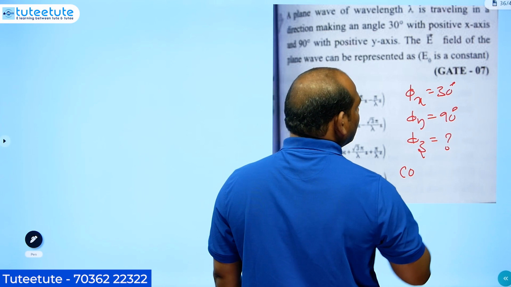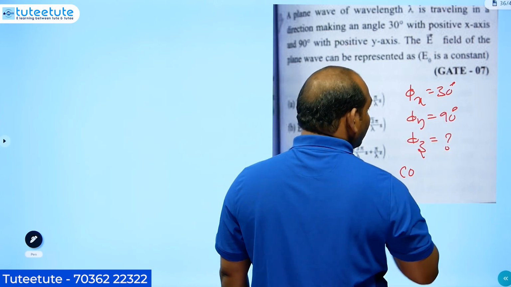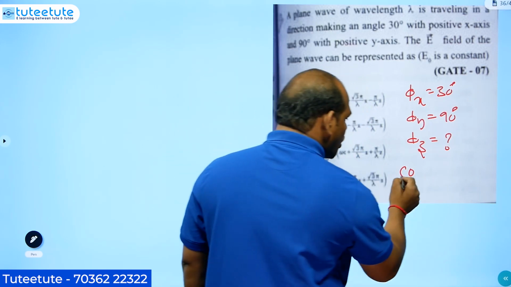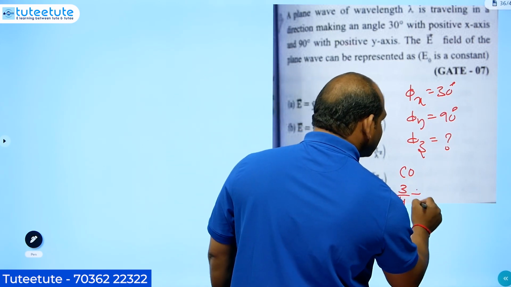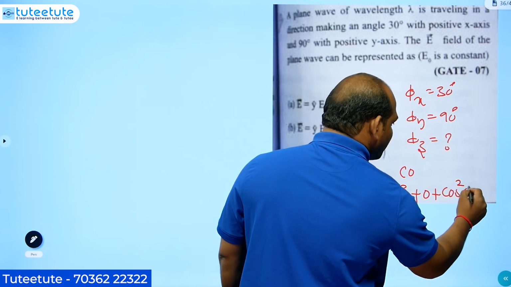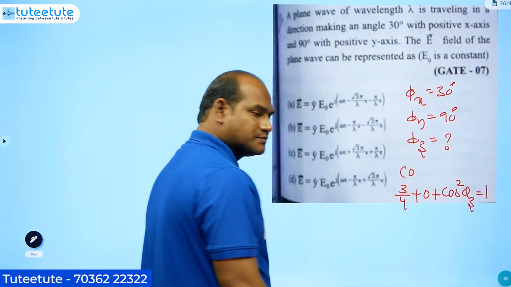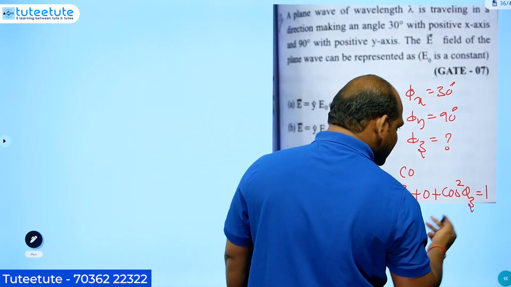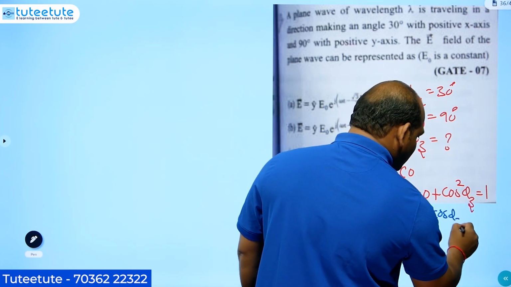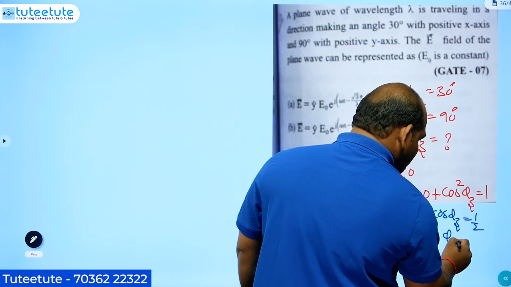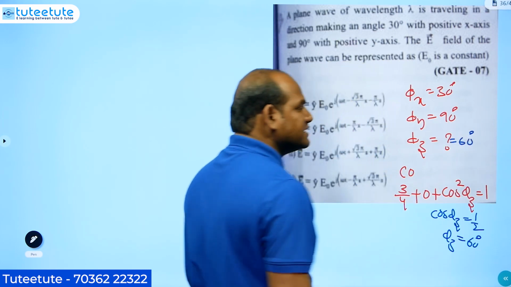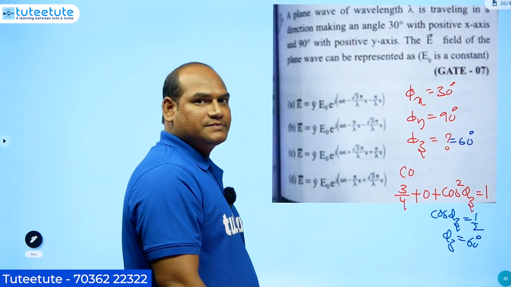So if you observe, cos square 30 plus cos square 90. Cos 30 is root 3 by 2, square means 3 by 4. Plus cos 90 is 0. Plus cos square phi z is equal to 1. By sending this 3 by 4 to the other side, you will get 1 minus 3 by 4, that is 1 by 4. That means cos phi z is equal to 1 by 2, so phi z is equal to 60 degrees. So we got 60 degrees, and now we have all the angles.